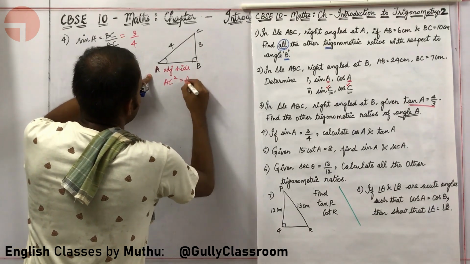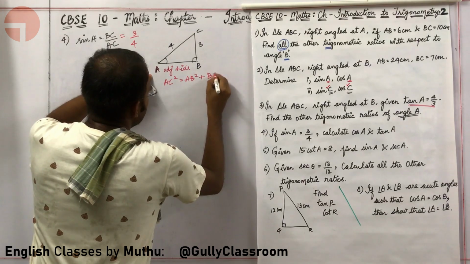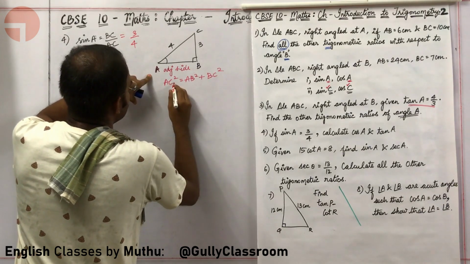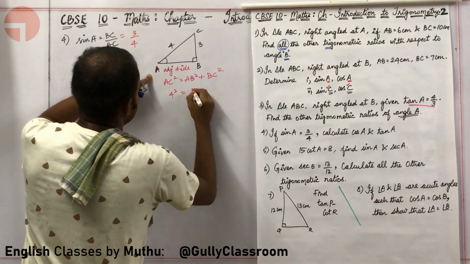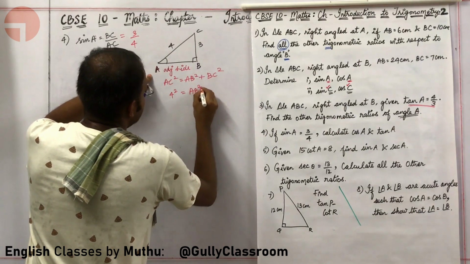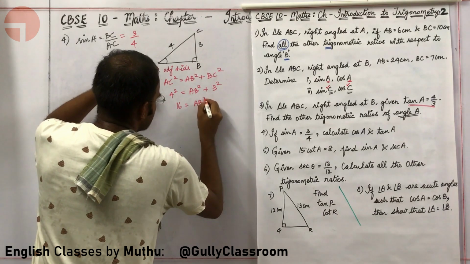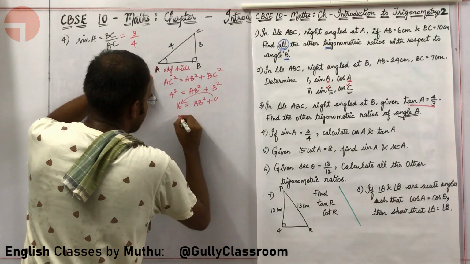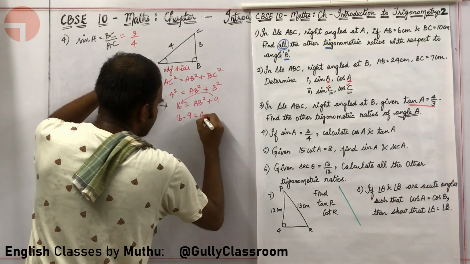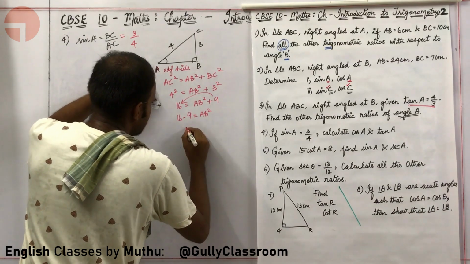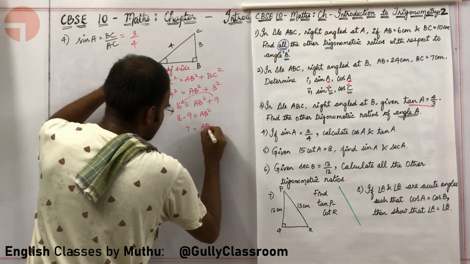AC square is equal to AB square plus BC square. AC is nothing but 4, so 4 square is equal to AB square, which I need to find, plus BC, which is 3 square. 16 is equal to AB square plus 9. I am going to bring 9 over here. 16 minus 9 is AB square. 16 minus 9 is nothing but 7, so AB square is 7.